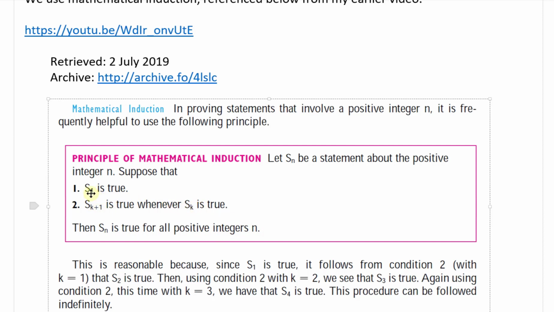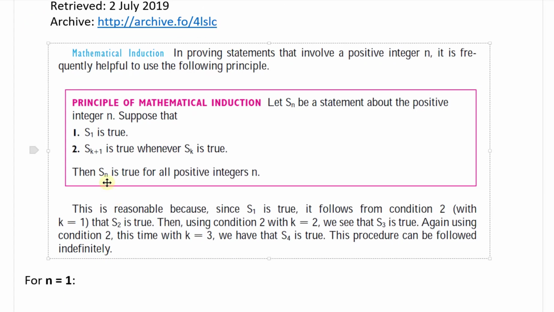Because if S sub k plus 1 is true whenever S sub k is true, this means if S1 is true, then S1 plus 1, which is 2, so S2 is true. And if S2 is true, S3 is true, and if S3 is true, S4 is true, and so on. Then S sub n is true for all positive integers n.